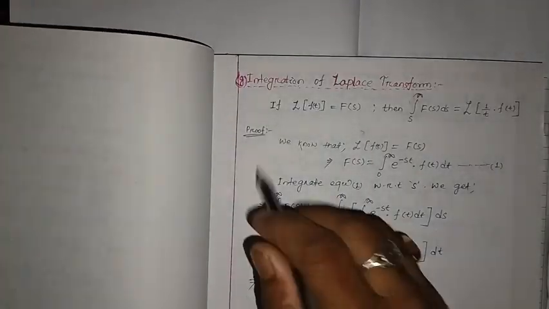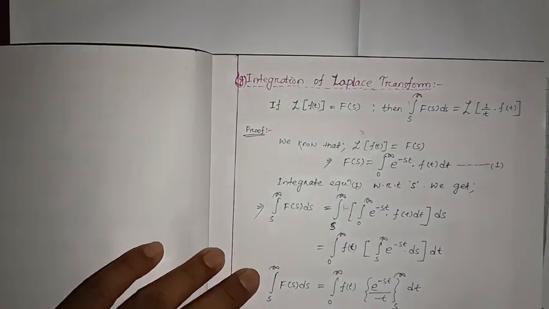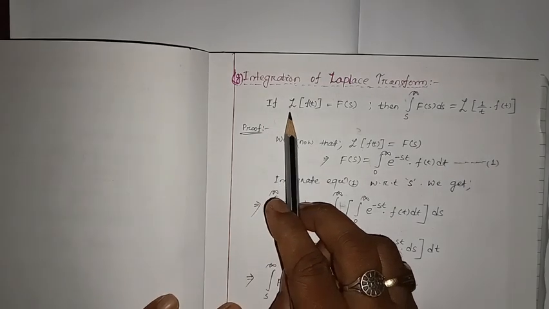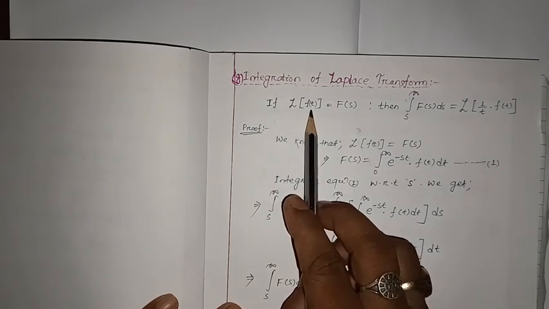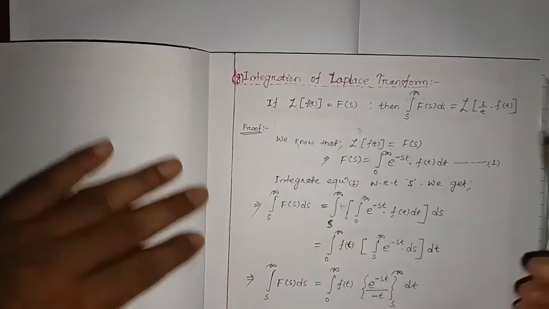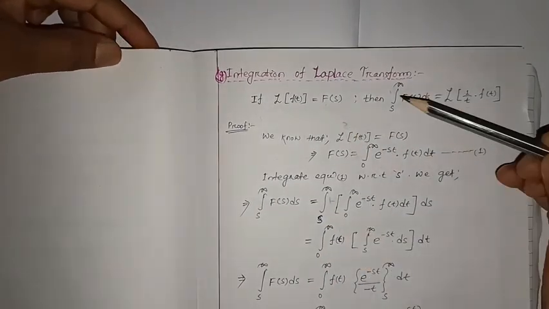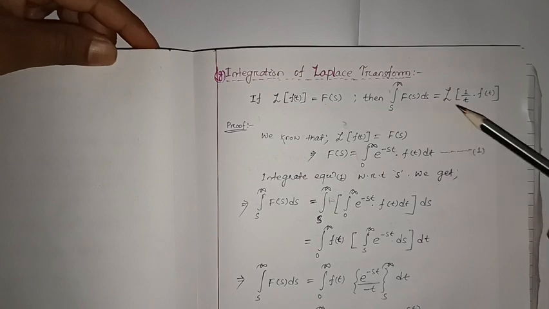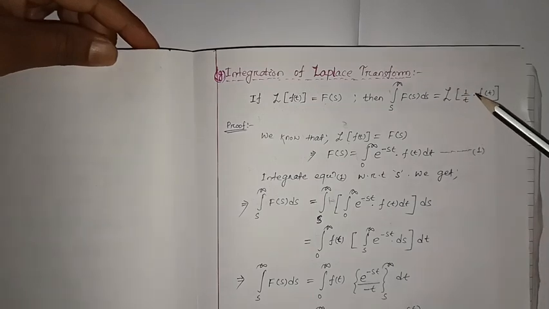Integration of Laplace transform. If the Laplace transform of small f of t equals capital F of s, then the integration from s to infinity of capital F of s ds will be equal to the Laplace transform of 1 by t into f of t.